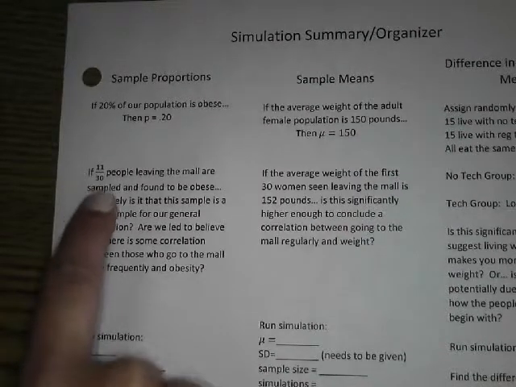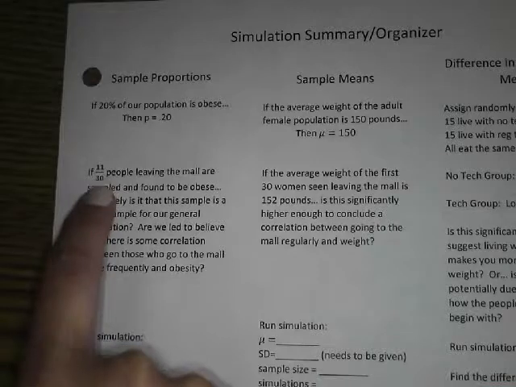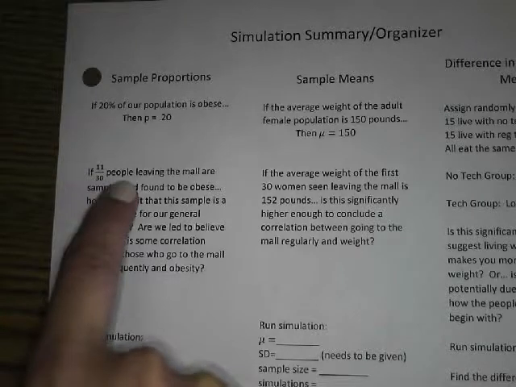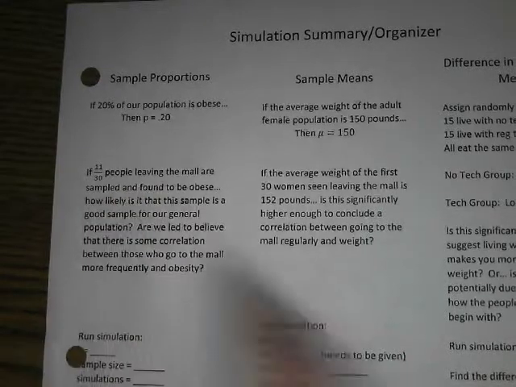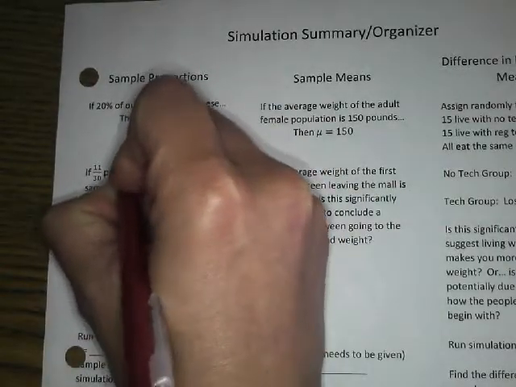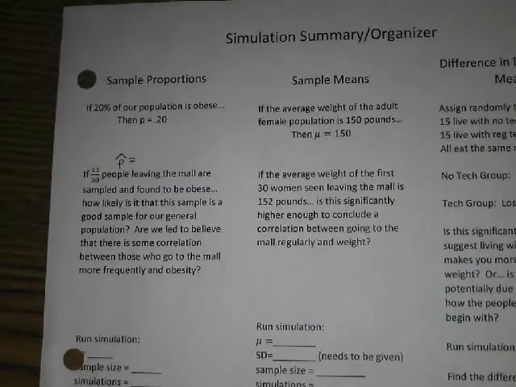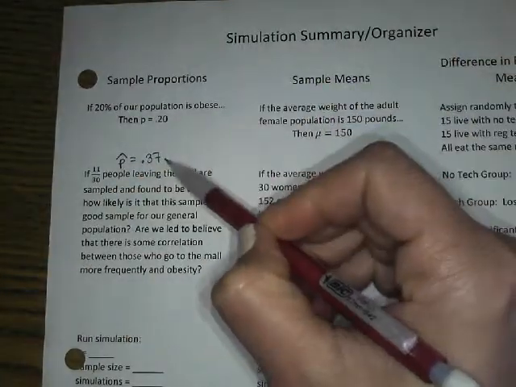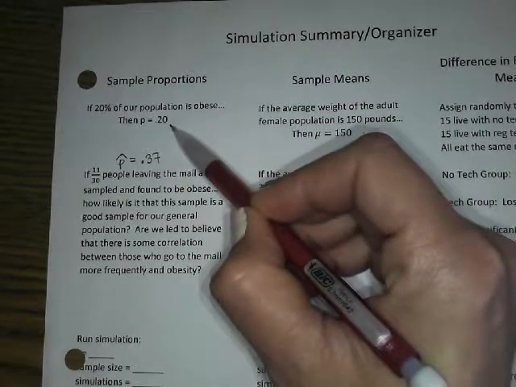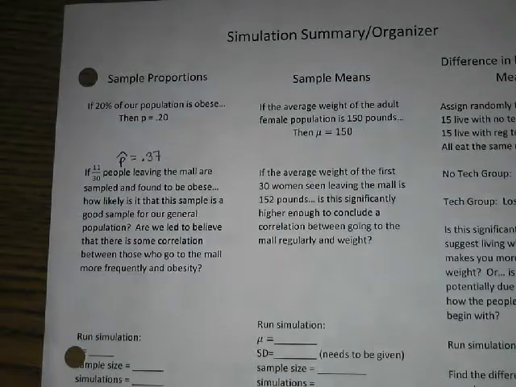In your sample, you take 30 people, and 11 out of 30 of them are obese. You get your people from the first 30 people that you see walking out of the mall. Okay? So your sample proportion, P with a little hat, is 11 divided by 30, which is 0.37. So your sample is definitely higher than the 0.20. Is it higher enough, then, is the question, to be significant?